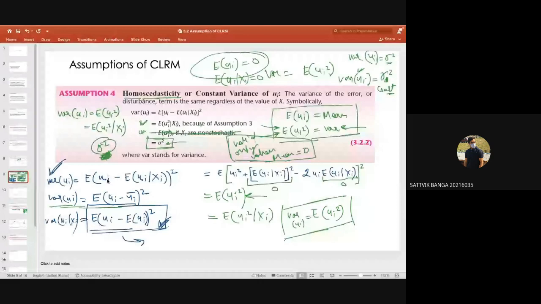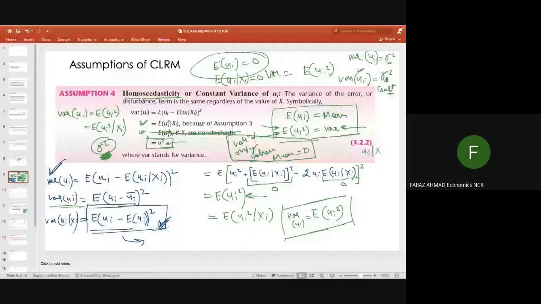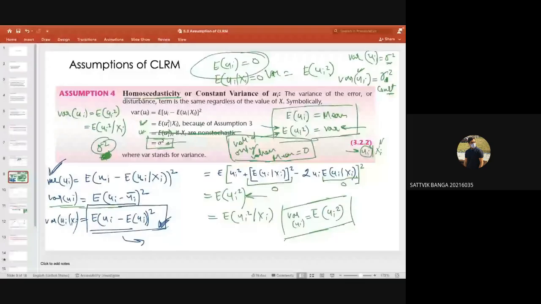Sir, why is it 0 here? Can you tell that? First thing to understand is this is not ui upon x, right? This is ui given x. It's very different from fractions. Keep that in mind very clearly. It's not ui upon x, it is ui given x. So it is basically ui conditional upon x, where x is given.